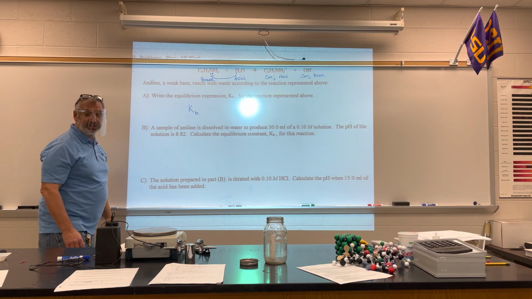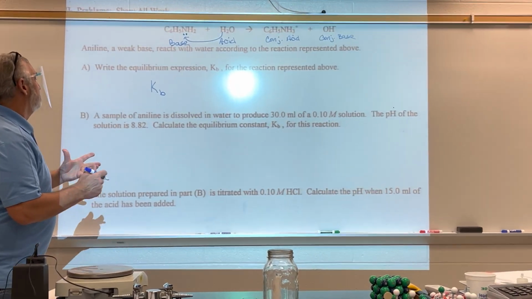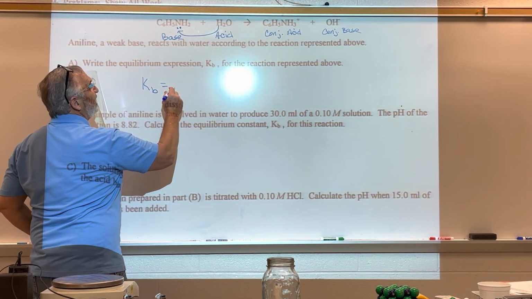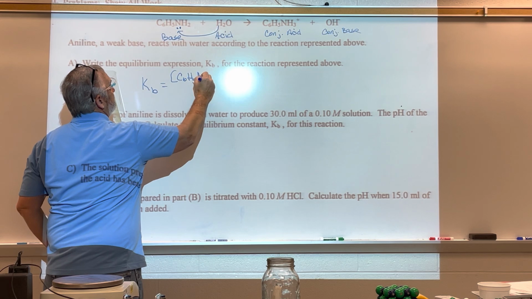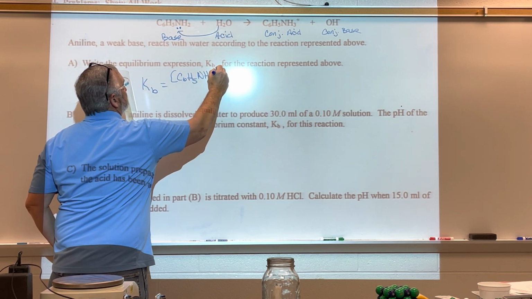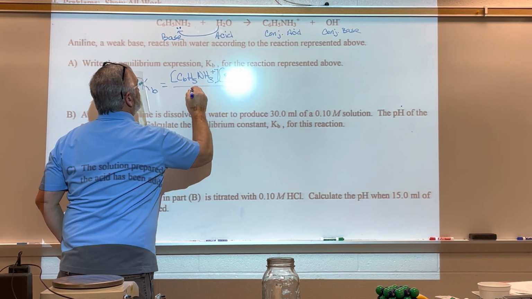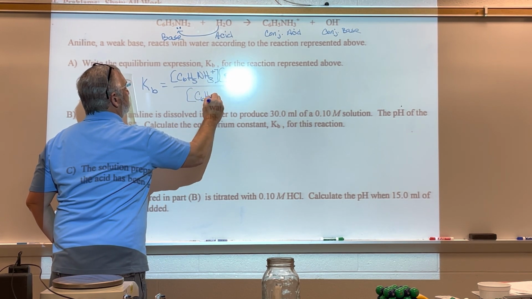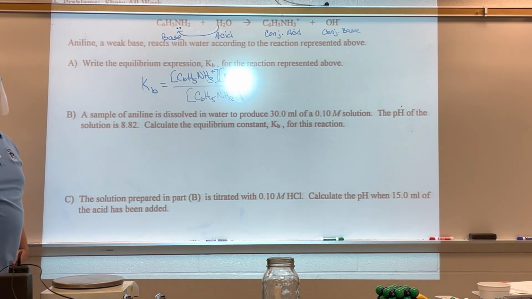So to write the Kb expression, it's super easy. We're just going to go products over reactants. C6H5NH3+ times OH- all over C6H5NH2. That should be an easy point.